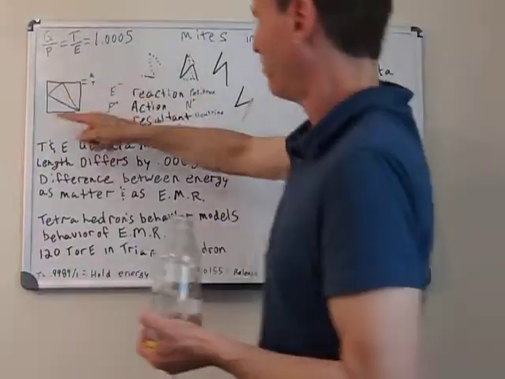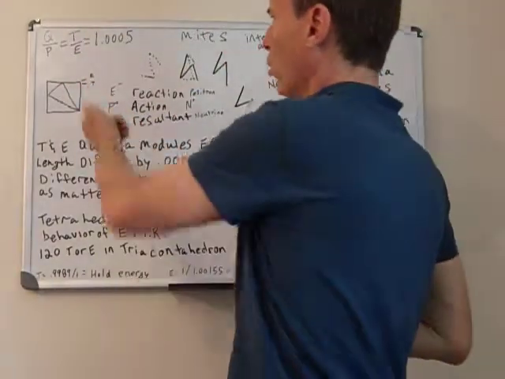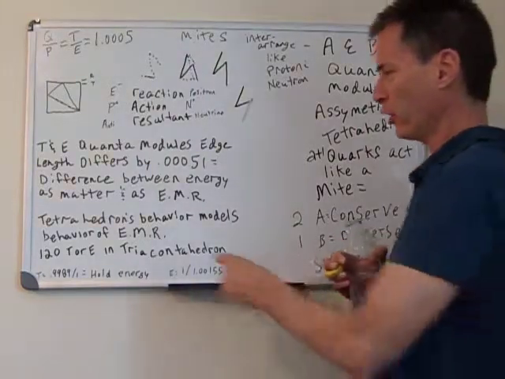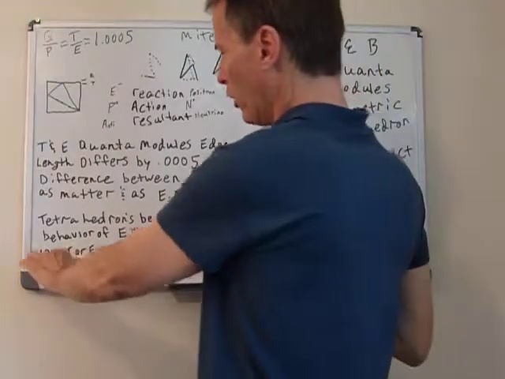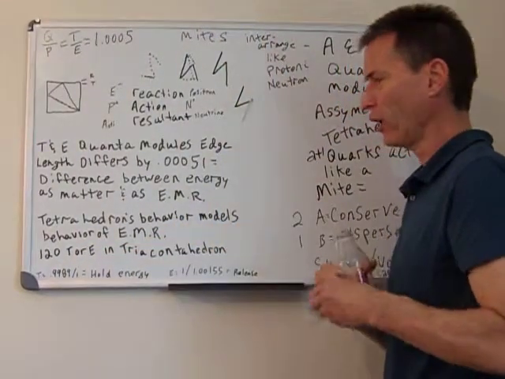Out of a complete piece of square paper, a perfect square, he was able to fold up quantum modules called the T and E quantum module, and these would fill all space within a tricontahedron. 120 T or E quantum modules create a tricontahedron.